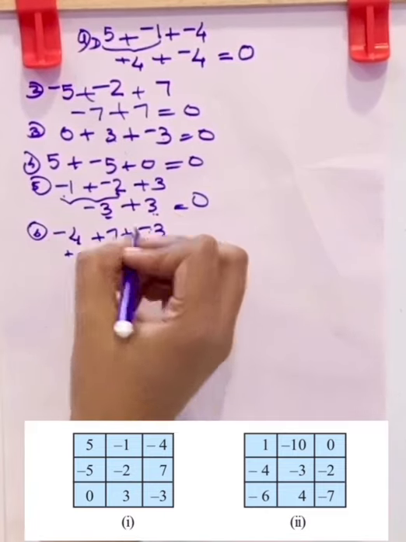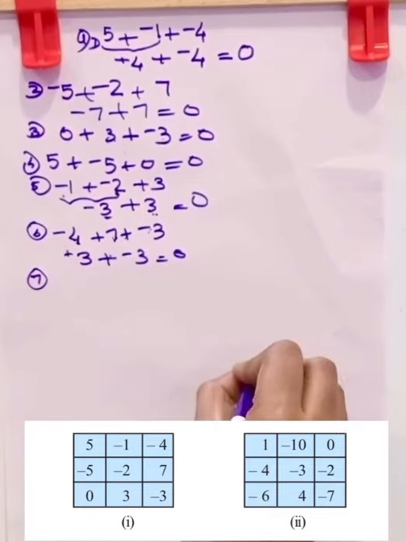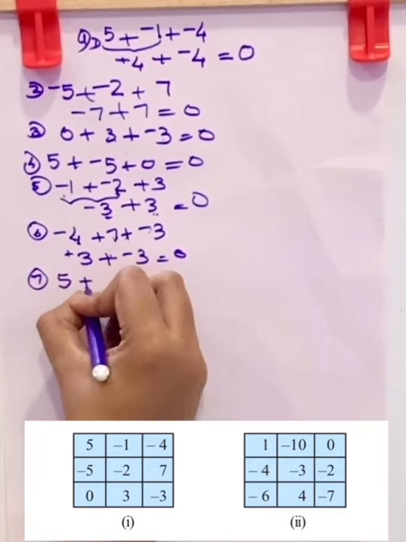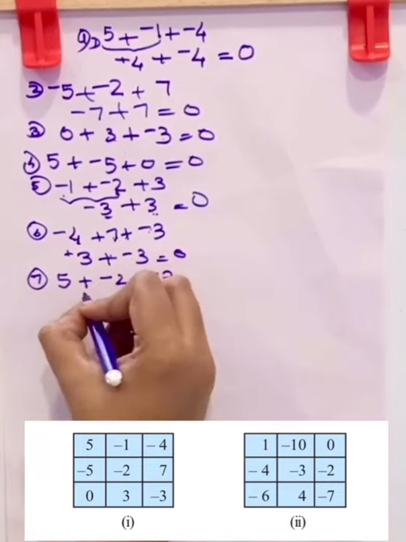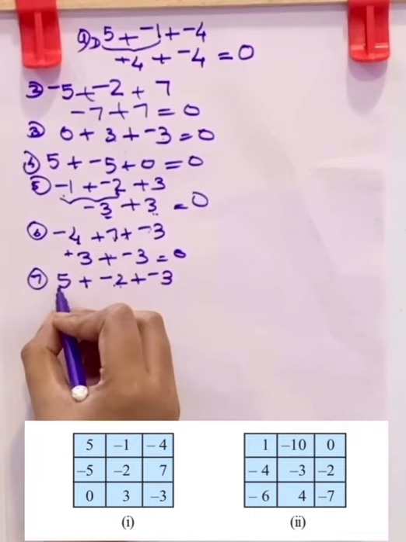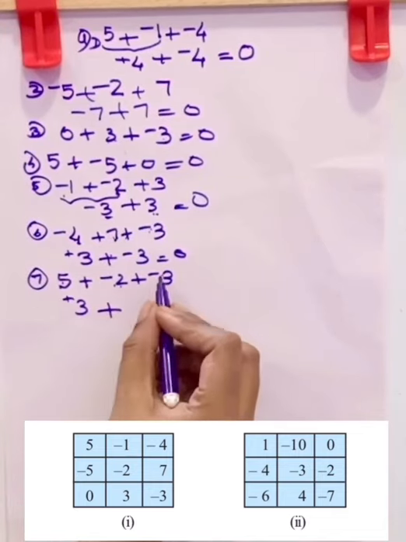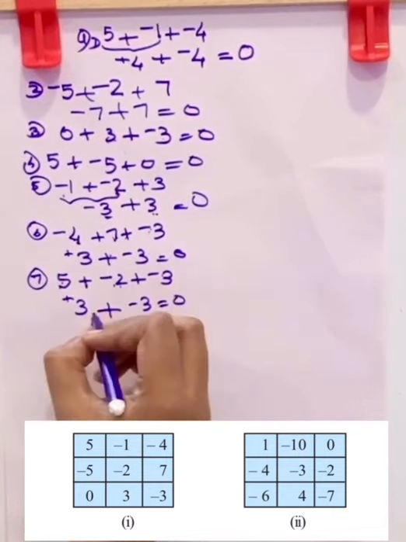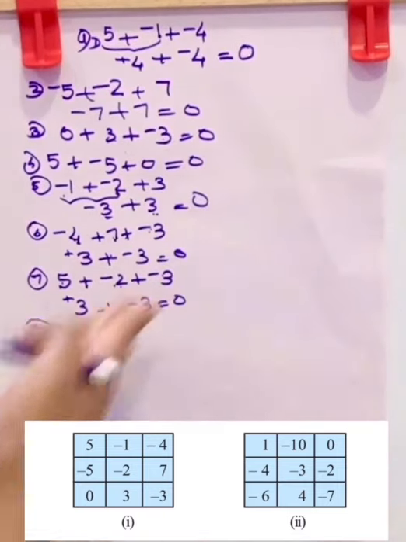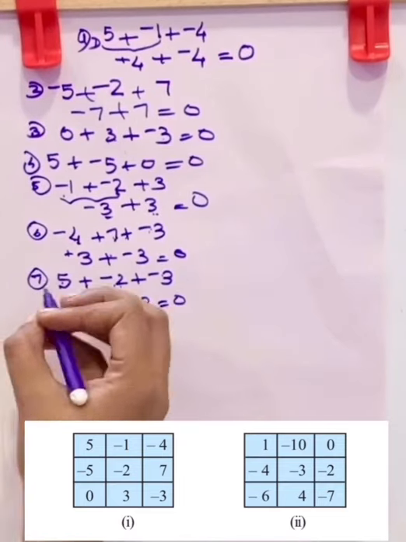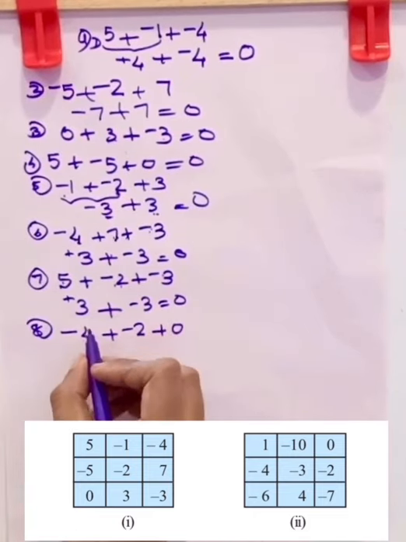Now diagonal numbers. In this diagonal we have numbers 5 plus minus 2 plus minus 3. Now 5 plus minus 2, the smaller number is subtracted, bigger number's sign, so plus 3 plus this minus 3, again 0. Now the 8th one, this type of diagonal, that is minus 4 plus minus 2 plus 0.